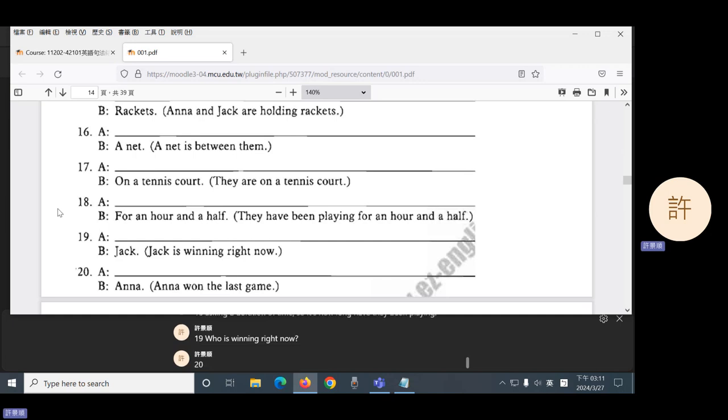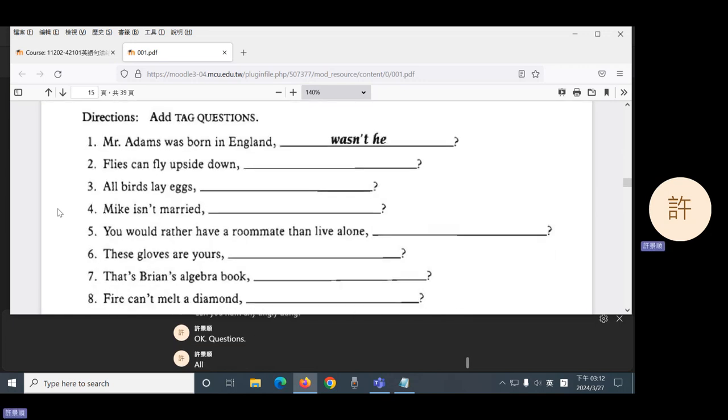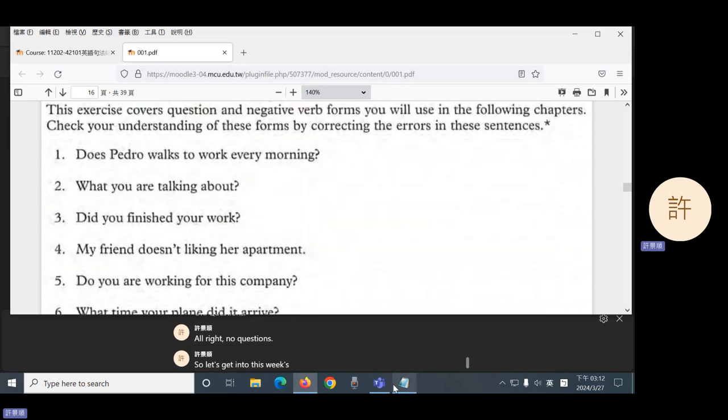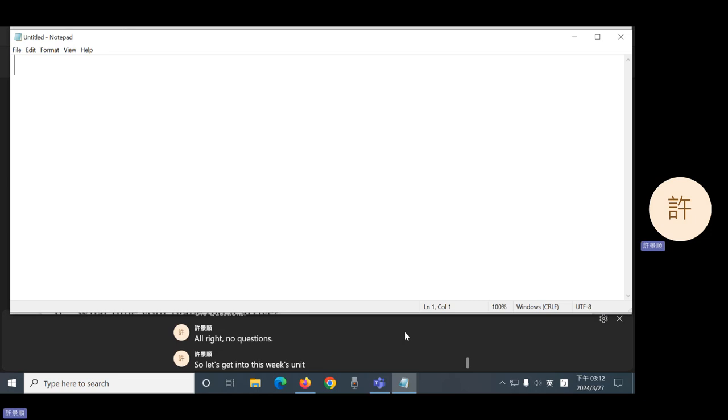Twenty. Who won the last game? It feels like I'm reading a listening script. Okay, questions? All right, no questions. So let's get into this week's unit, negation.